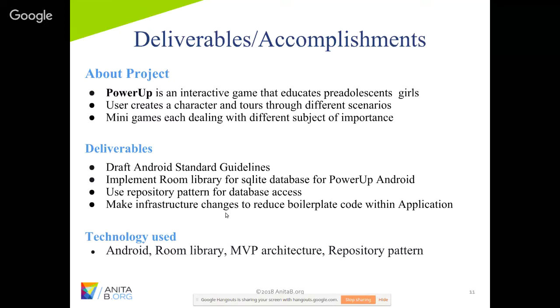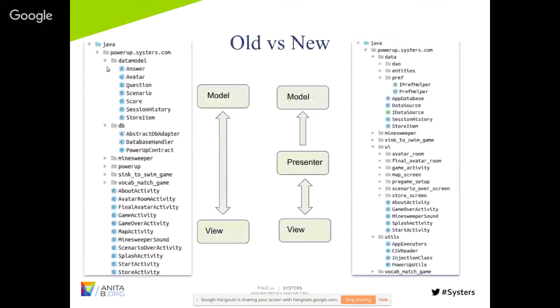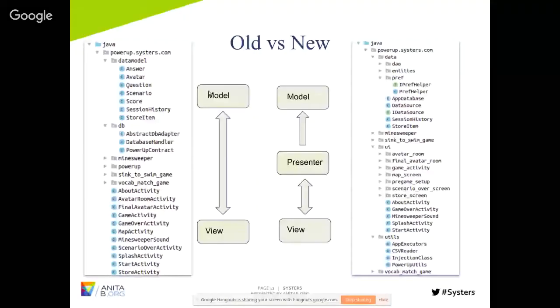So here is my structure for the old and the new. If you can see here, I have my activities, which are my views, and all my models of the database, and the database handler is the model that I have. So my view is actually accessing the model directly. That is really not expected from any Android project. Instead, I should have loose coupling.